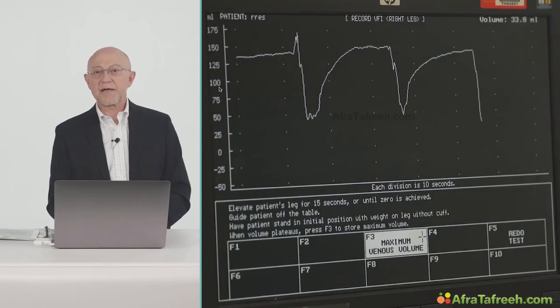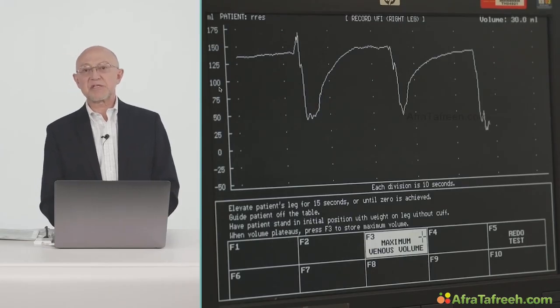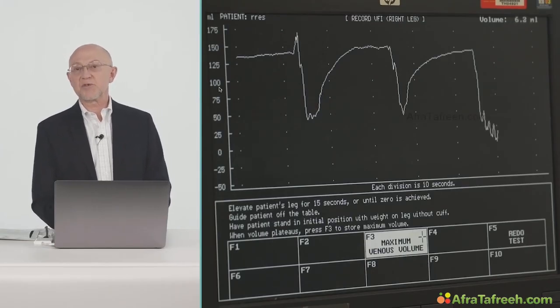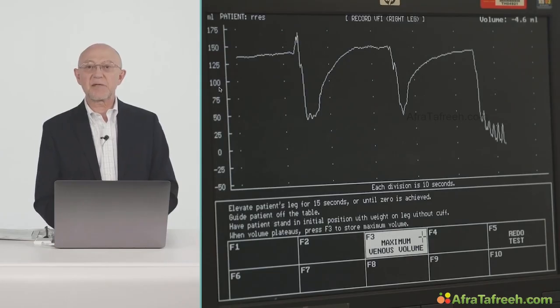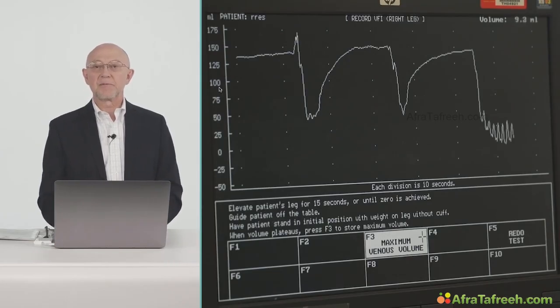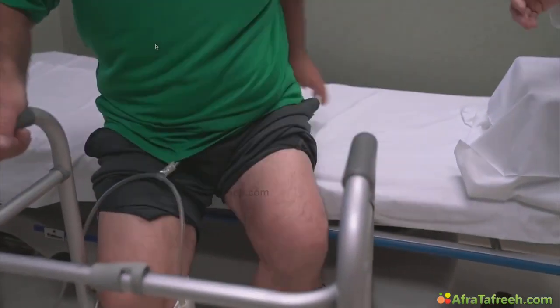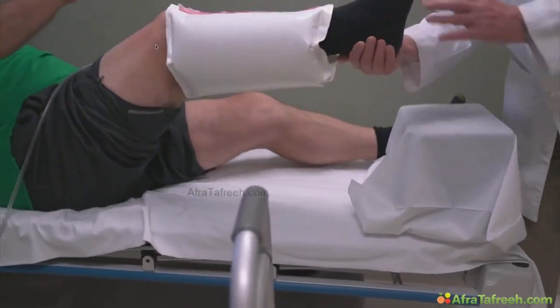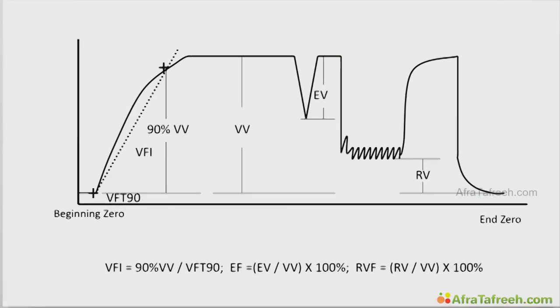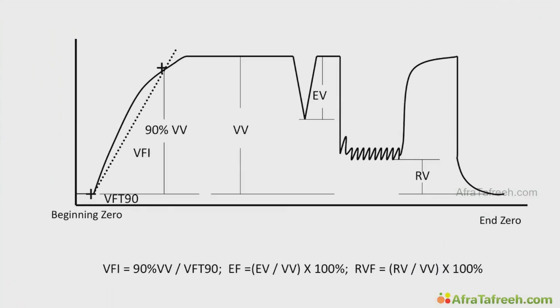The volume of the calf progressively decreases, especially during the first 2 or 3 movements, and then stabilizes at one level. After that, the patient returns to the horizontal position with the leg slightly elevated. At the completion of the test, we have the curve that reflects the entire volume changes in the leg. You can see the increase in volume while the patient is standing up.